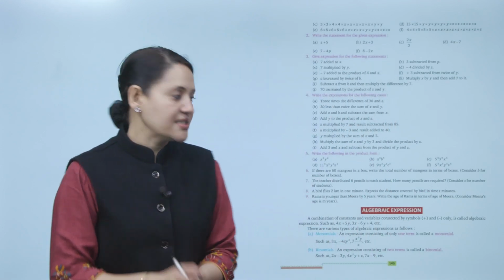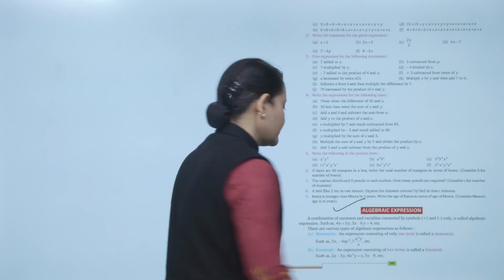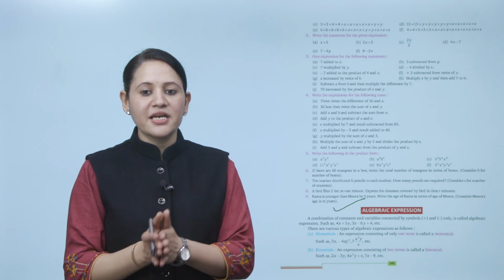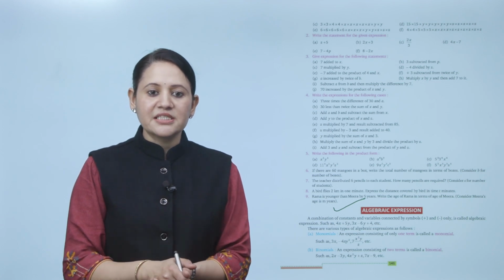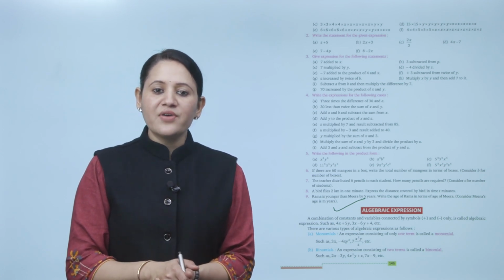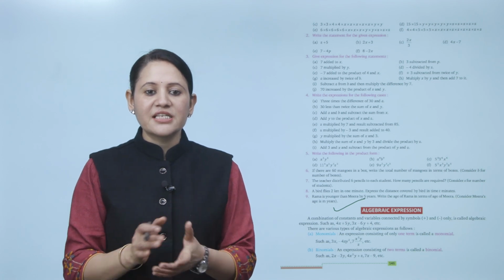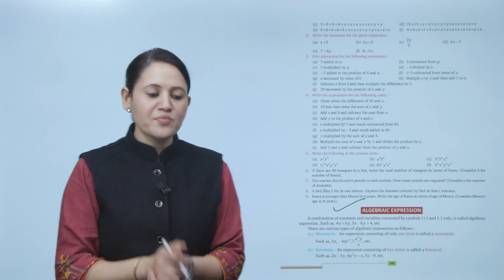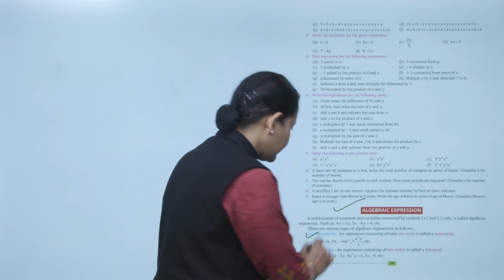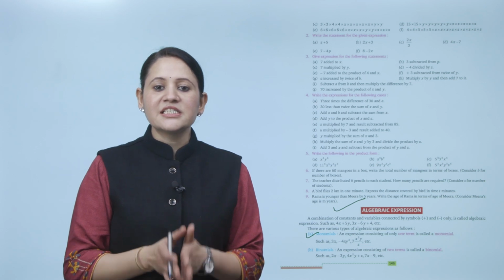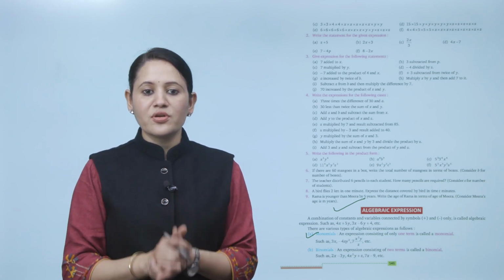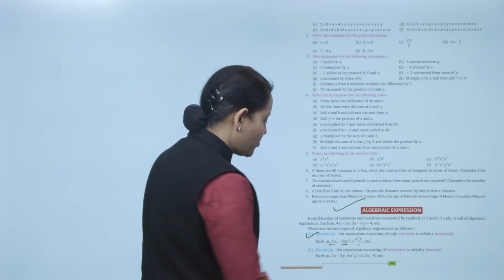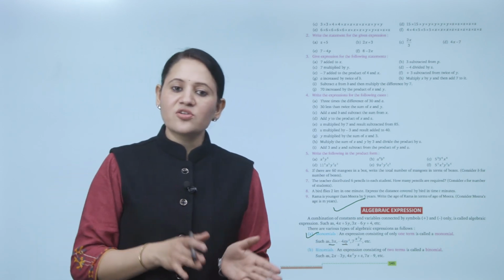Next is algebraic expression. A combination of constants and variables connected by the symbols plus and minus only is called an algebraic expression, such as 4x plus 5y, 3x minus 6x plus 4, etc. There are various types of algebraic expression as follows. First is monomial. An expression consisting of only one term is called a monomial. Like here, 3x, only one term, and minus 4xy square. So only one term is there, that is called monomial.